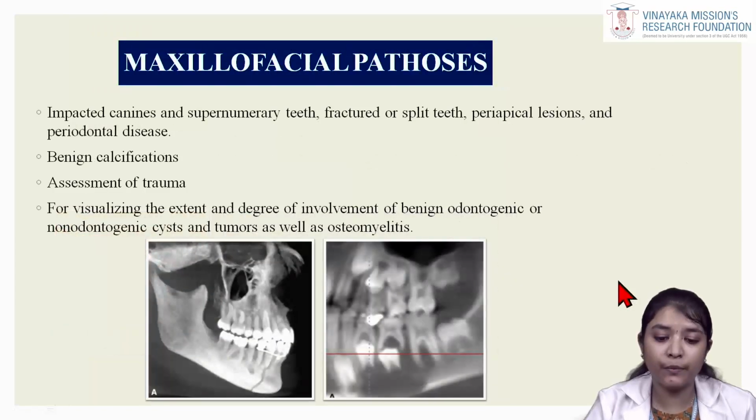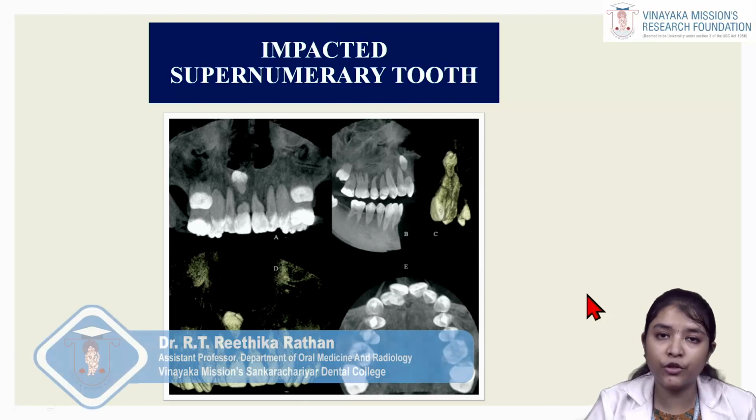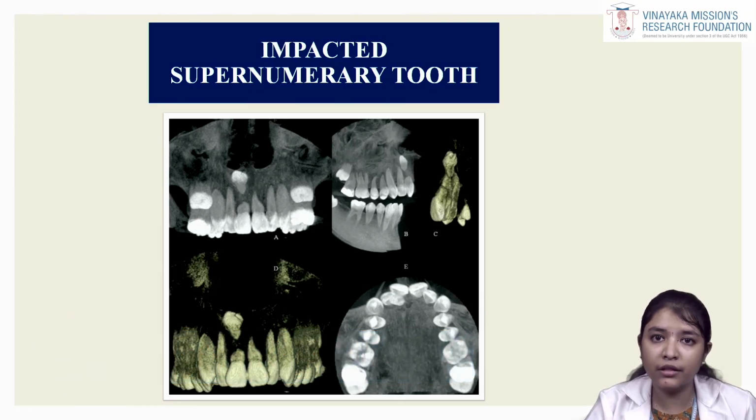Maxillofacial pathosis, that is impacted canines or any supernumerary teeth or periapical lesions and benign calcification, assessment of trauma, and visualization of the extent of the lesion, if there is any perforation or expansion, can be analyzed in the CBCT scan. As I said, an impacted supernumerary tooth, where it is placed, whether it is buccally or lingually, or near the canal or in or near the maxillary sinus, everything can be assessed in the CBCT software.